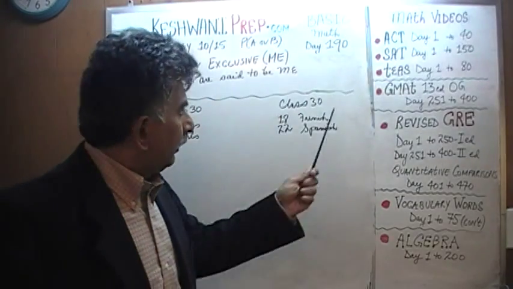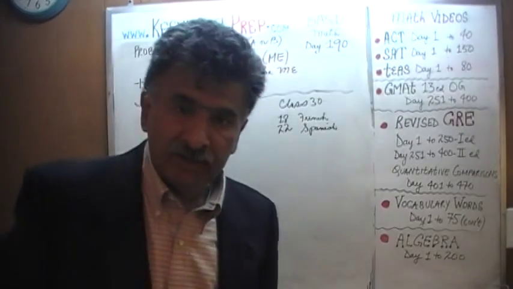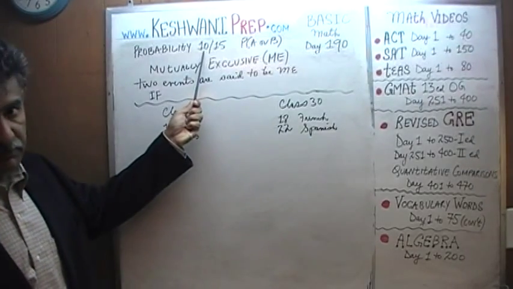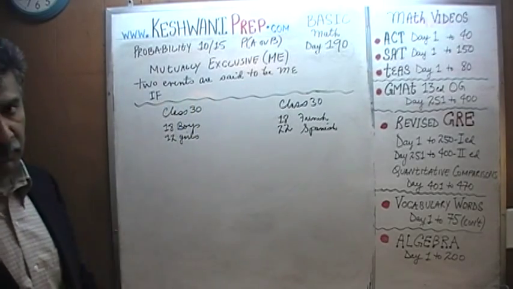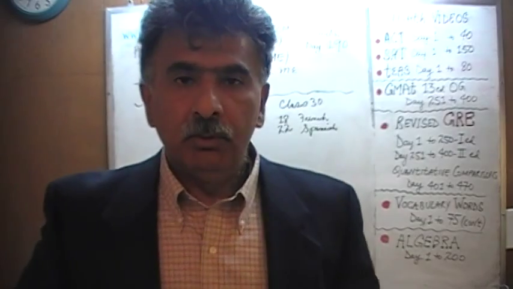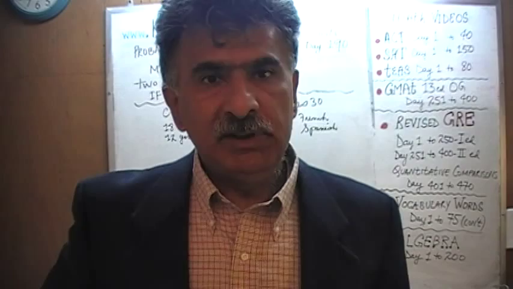We are here because we want to improve our math skill. Today is our lesson number 190 in the series of basic math. Today we will have our 10th lesson in the series of 15 on the topic of probability. Today we'll learn what it means for two events to be mutually exclusive.